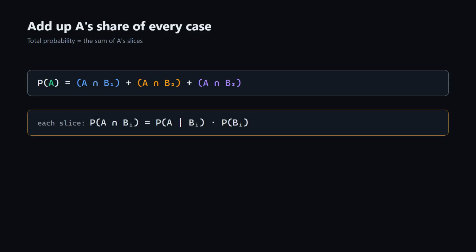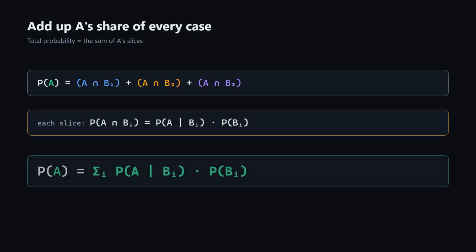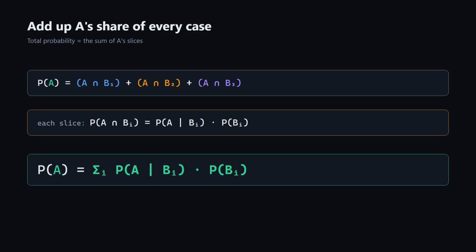A's share of a case is the chance of A within that case, times how likely the case is, P of A given Bi times P of Bi. Sum that over every case, and you have the total probability of A.